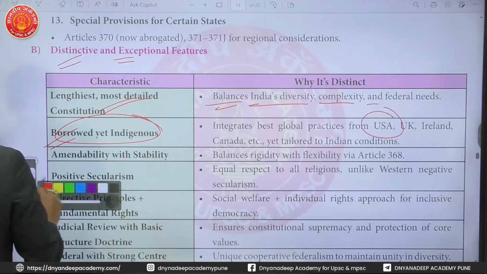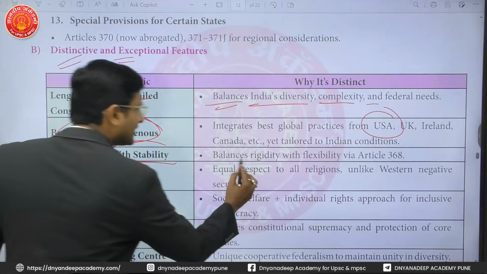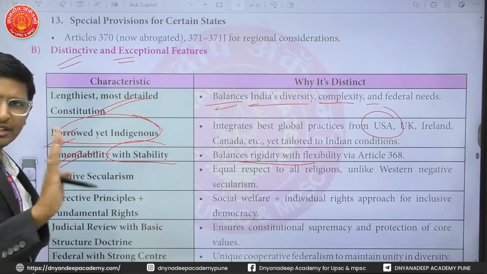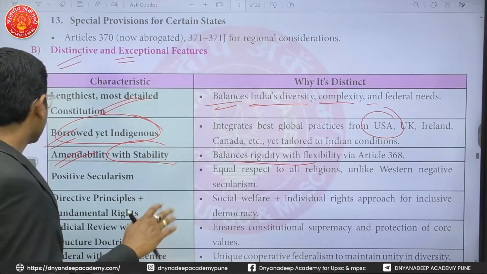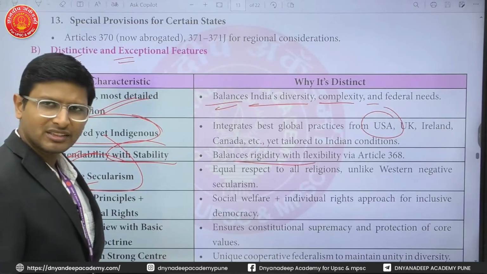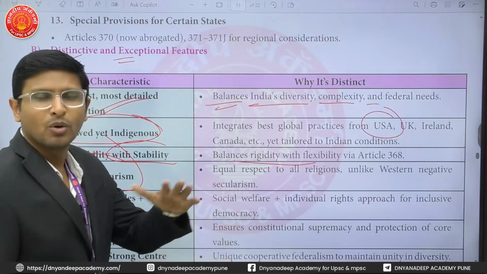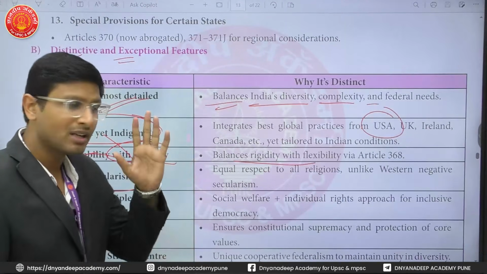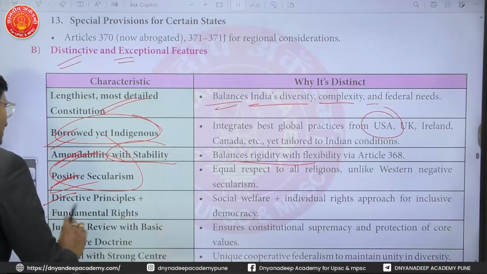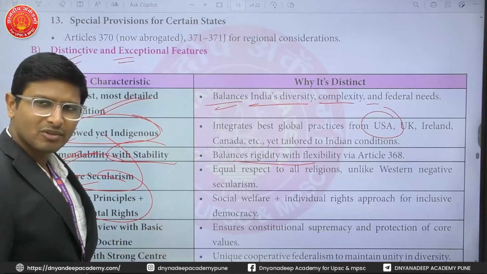Then amendability with stability, balancing rigidity and flexibility. This is something unique that only the Indian Constitution has. Positive secularism: we have discussed Western secularism and Indian secularism. Indian secularism is something positive. We don't restrict, we promote things. Only things harmful for fundamental rights are restricted. The Directive Principles and Fundamental Duties have provisions you cannot find anywhere in the world.